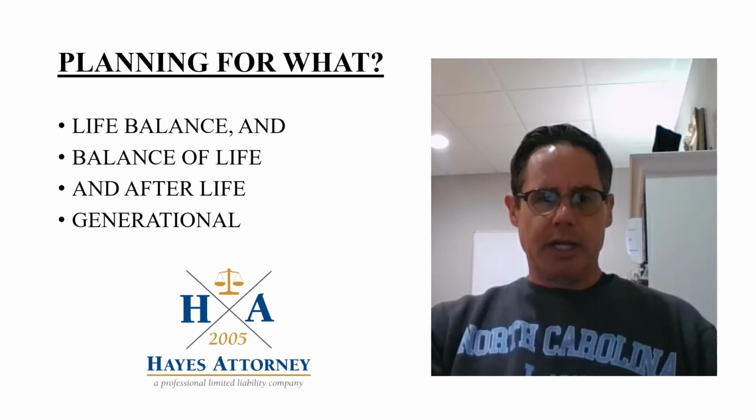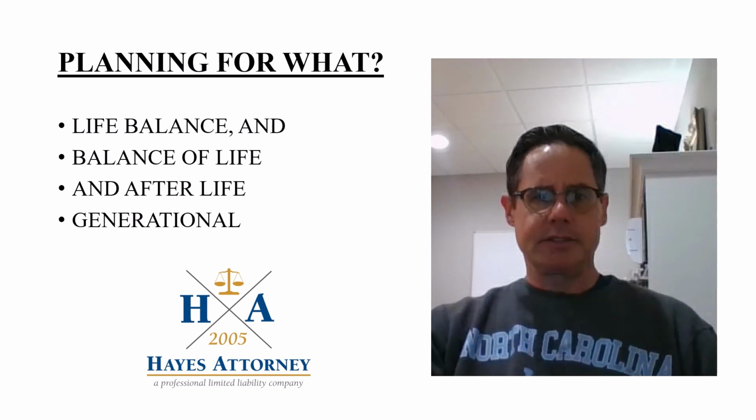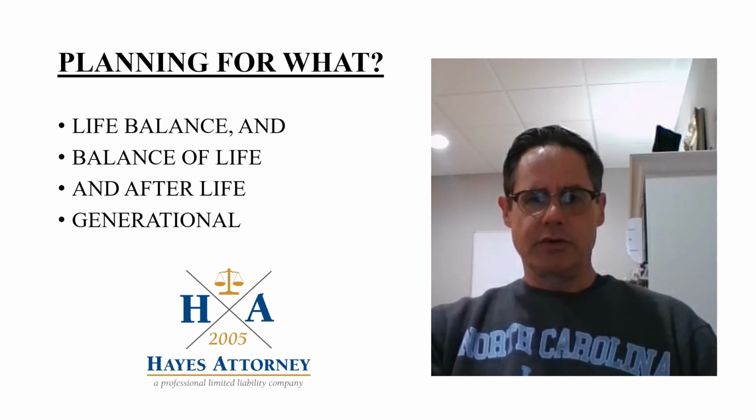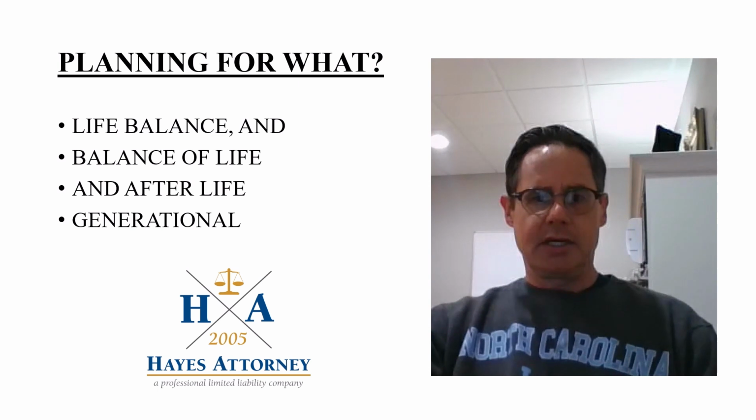So when you plan for estate planning, what you want to plan for is not only the balance of your life, meaning after you're gone, but also life balance. In other words, how are you going to balance your life here to the end? What do you want that to look like? And then where do you want things to go, or how do you want things to be after you're gone and to pass to the next generation? Sometimes that is a hard thing to think about, but that is what is involved in planning.